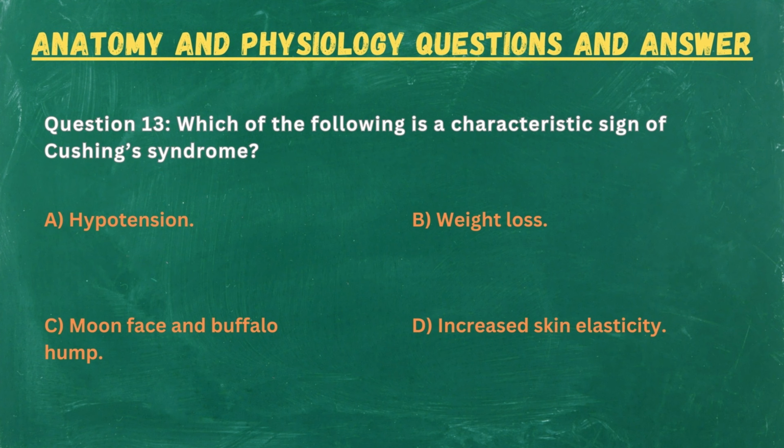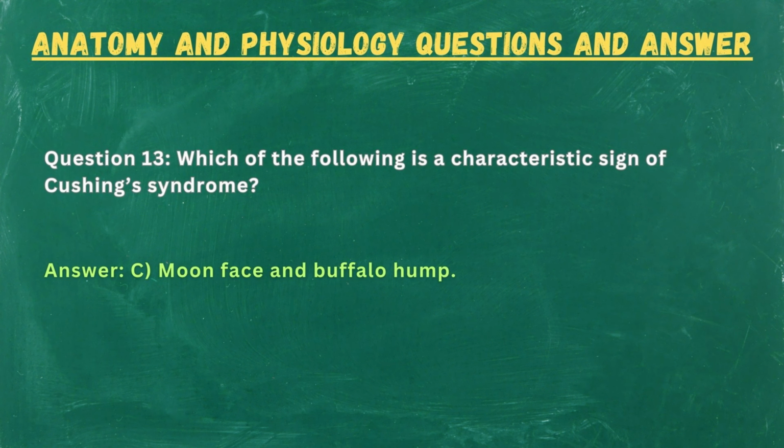Question 13. Which of the following is a characteristic sign of Cushing's syndrome? A. Hypotension. B. Weight loss. C. Moon face and buffalo hump. D. Increased skin elasticity. Answer: C. Moon face and buffalo hump.